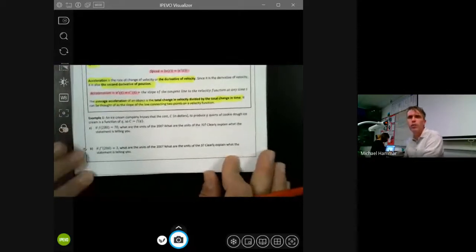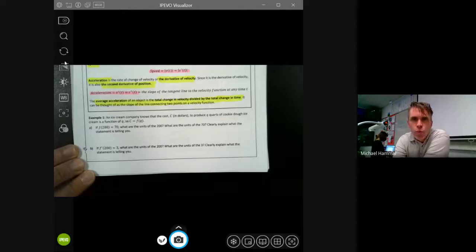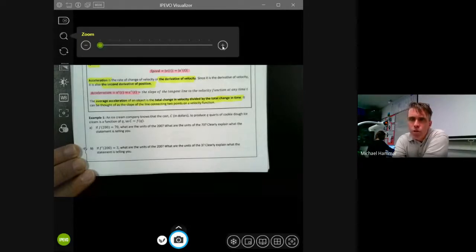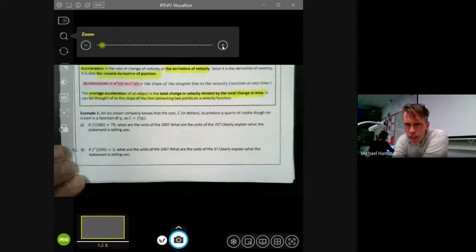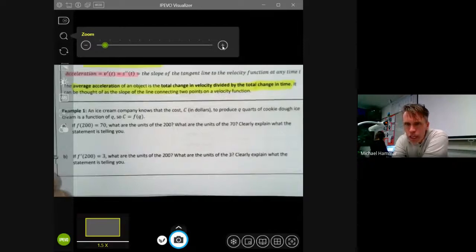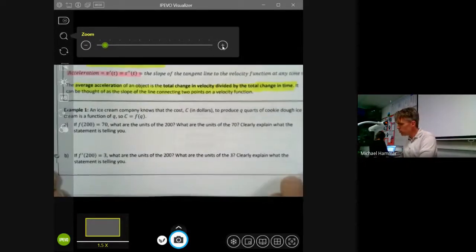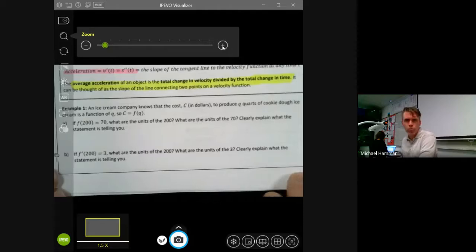You're going to notice that this problem has nothing to do with position, velocity, or acceleration. It has everything to do with something totally different, like ice cream. What we're going to do is start talking a little bit about how to read function notation and how to give it a label. So take a look at example 1, pause the video, read through it, and answer the questions.